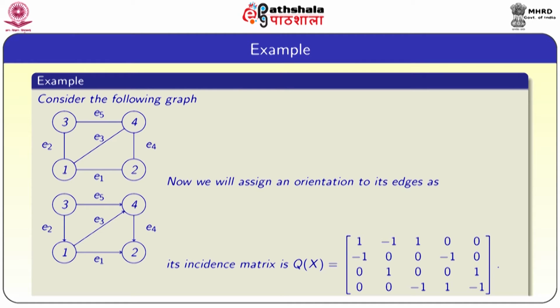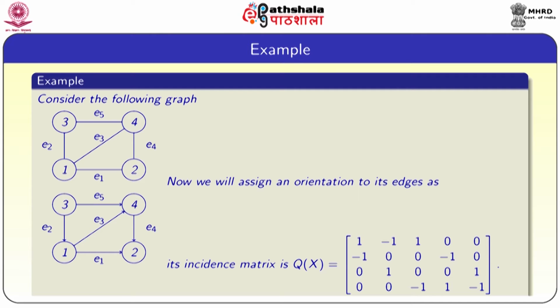So, similarly, if you look at the second vertex or second row, the degree of vertex 2 is 2. Both the edges are terminating at vertex 2, that is why both the values are -1. One is for the edge E1, the other is for the edge E4. Similarly, we have the other rows, that is row 3 as well as row 4.